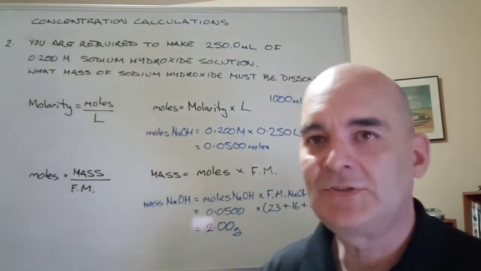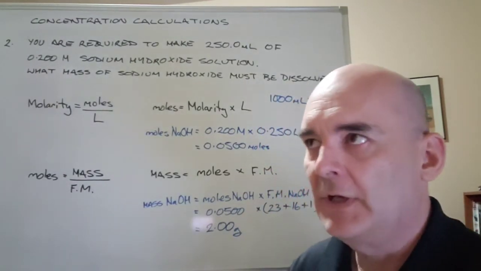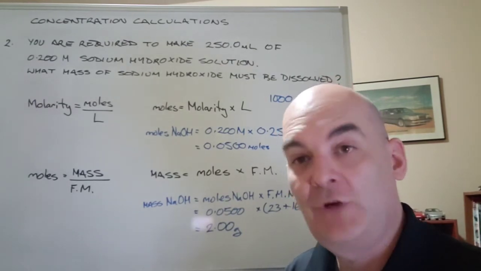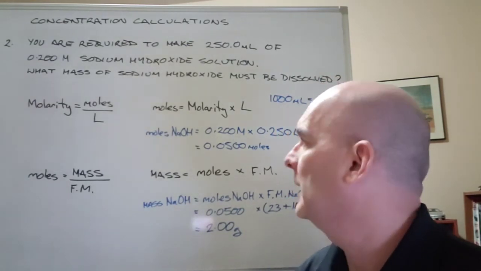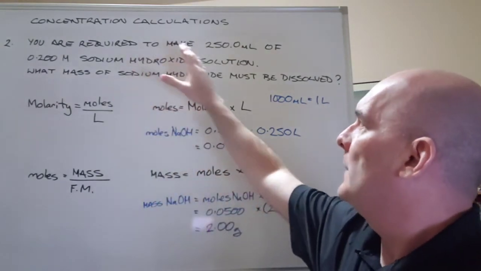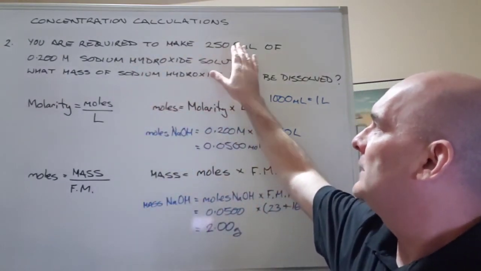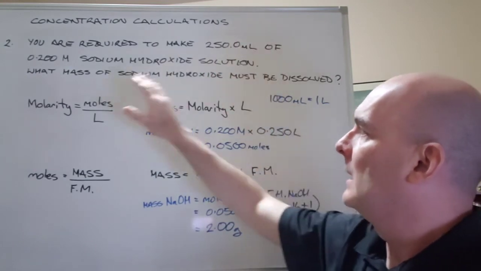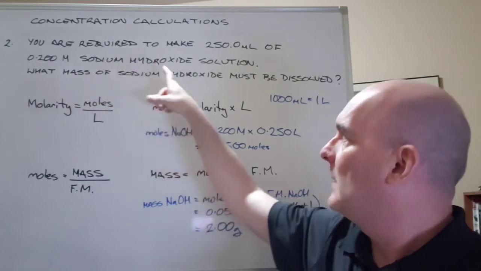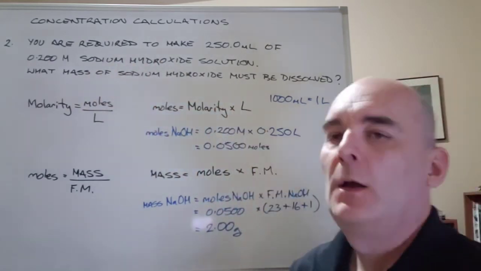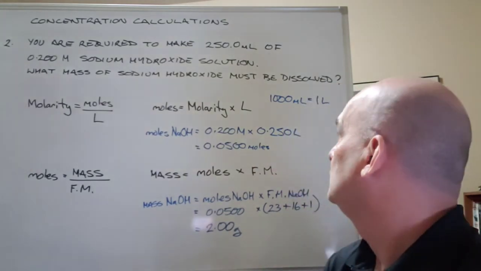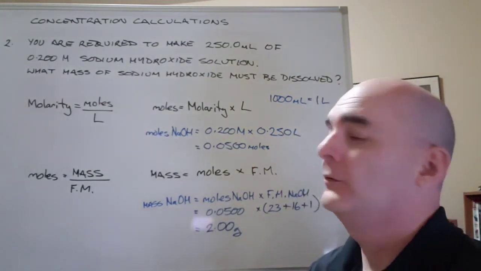Okay, here's a second calculation that asks the question backwards. This one actually is more realistic in the kind of thing that we do more day to day. You're required to make a 250 milliliter solution of 0.200 molar sodium hydroxide solution. What mass of sodium hydroxide should you dissolve?